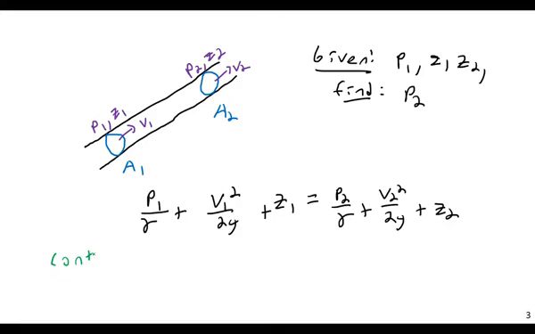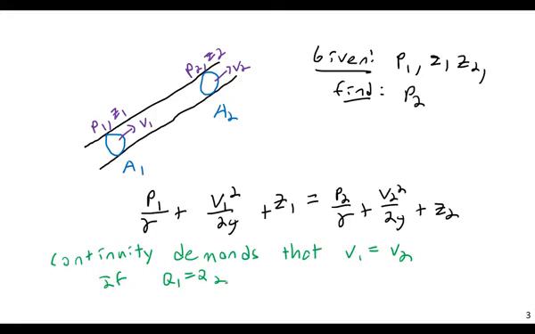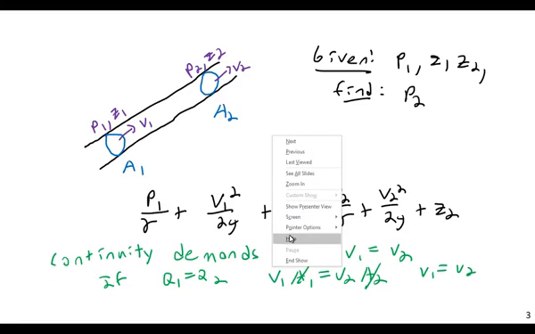Continuity demands that V1 equal V2. Because if Q1 equals Q2 and V1 A1 equals V2 A2, well, if these cancel out because they're the same, then V1 has to equal V2. Oh, so V1 has to be equal to V2.